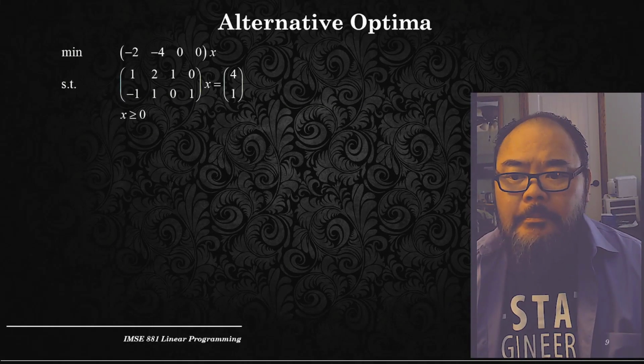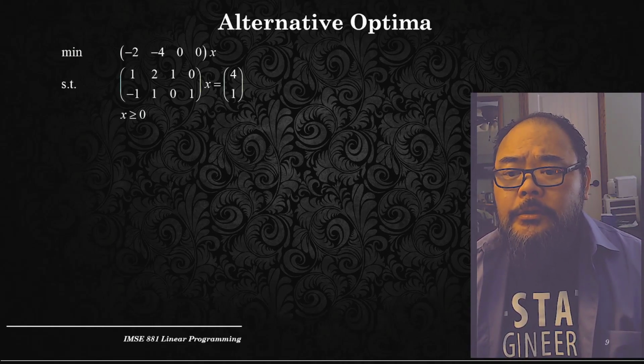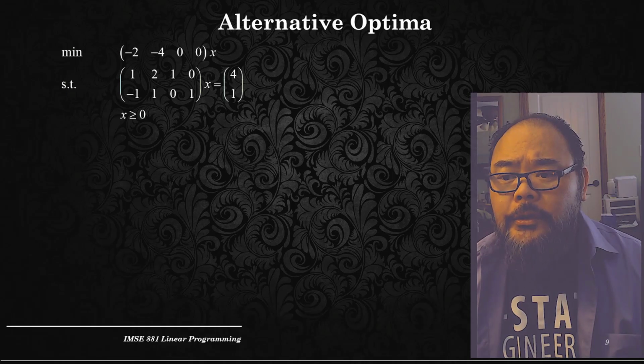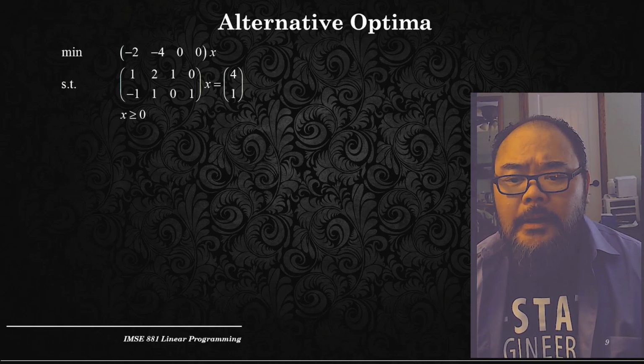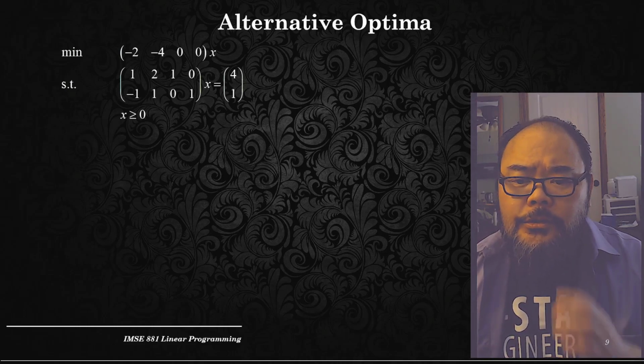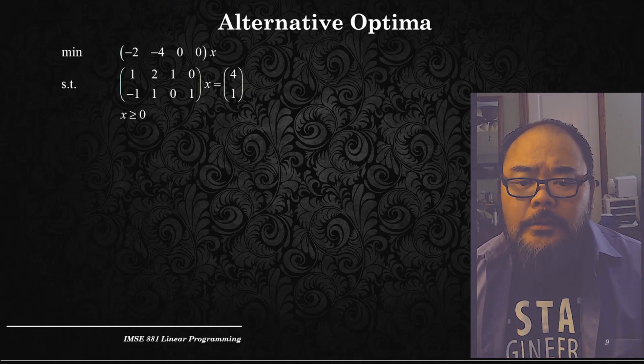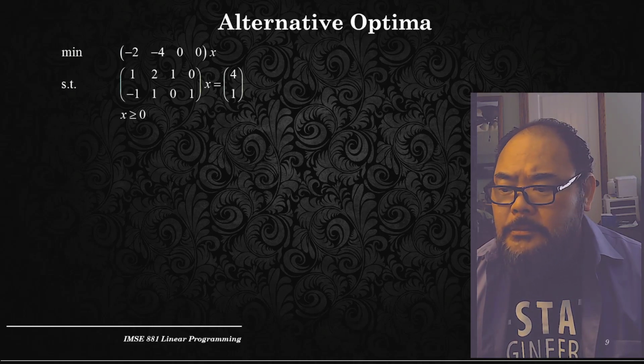Okay, welcome back. Now we're going to illustrate the situation when an alternative optimal solution exists. This is our example problem. Negative x1 minus x2 plus 0 times x3 plus 0 times x4 is the objective function. x1 plus x2 plus x3 equals 4. Negative x1 plus x2 plus x4 equals 1. All the x's are non-negative.